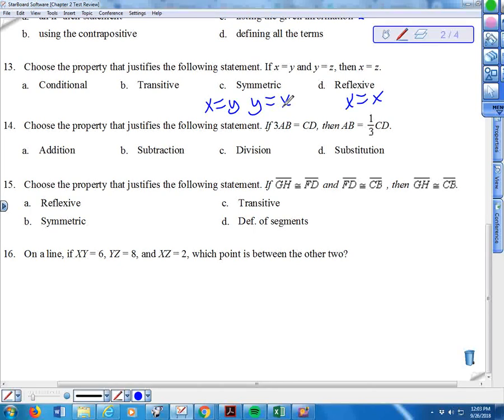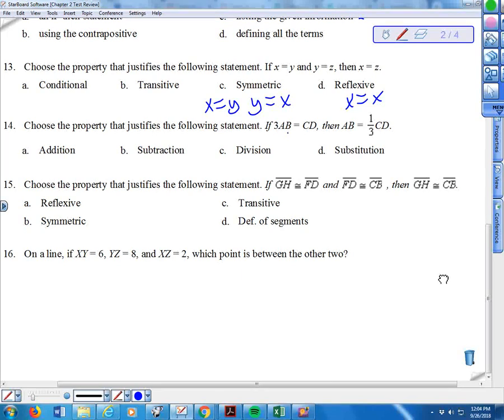Choose the property that justifies the following statement. If 3ab equals cd, then ab equals 1/3 cd. No. What did I do to get ab by itself? Oh my gosh, divided. Sorry. Division. I thought you were nodding for a second.